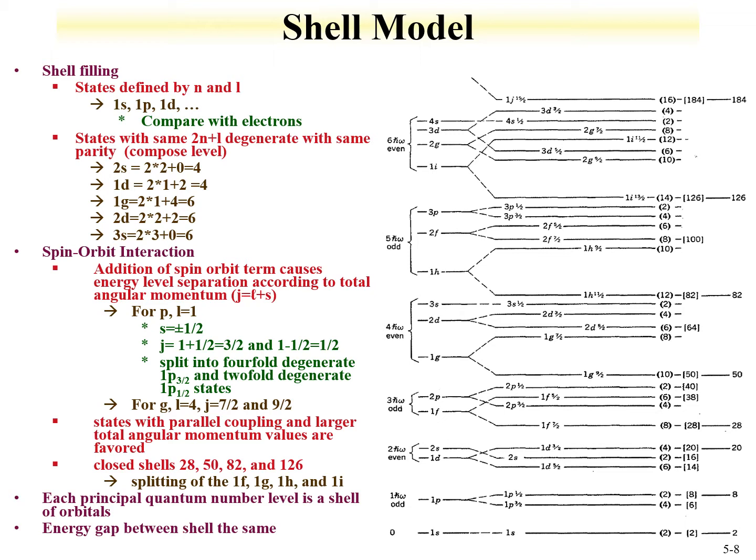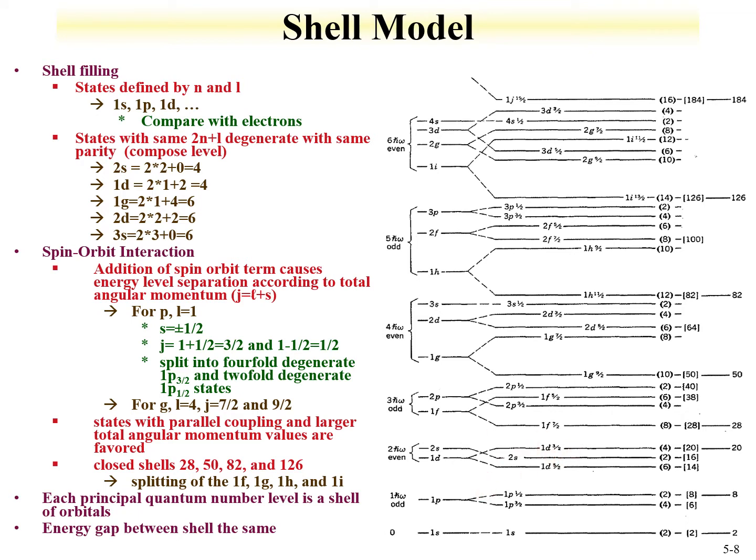The shell levels are filled based upon their relative energies, and we can define the states by two quantum numbers, n and l, n being a principal quantum number, l being angular momentum. And unlike electrons, nuclear states can have a 1p, a 1d, a 1f, a 1g. So there's a variation in behavior of the shell model with the electron model. When we look at these states, we know that there are some states which are degenerate. So we can group some energy levels together.